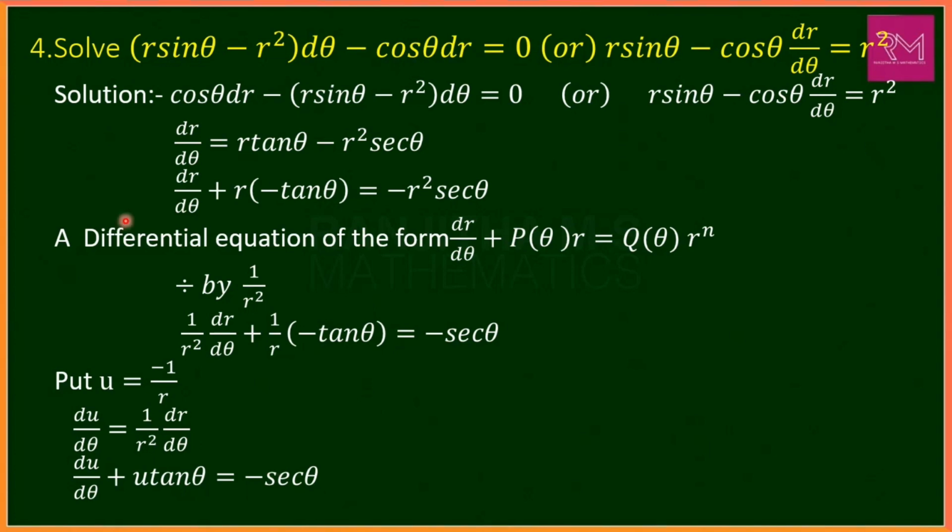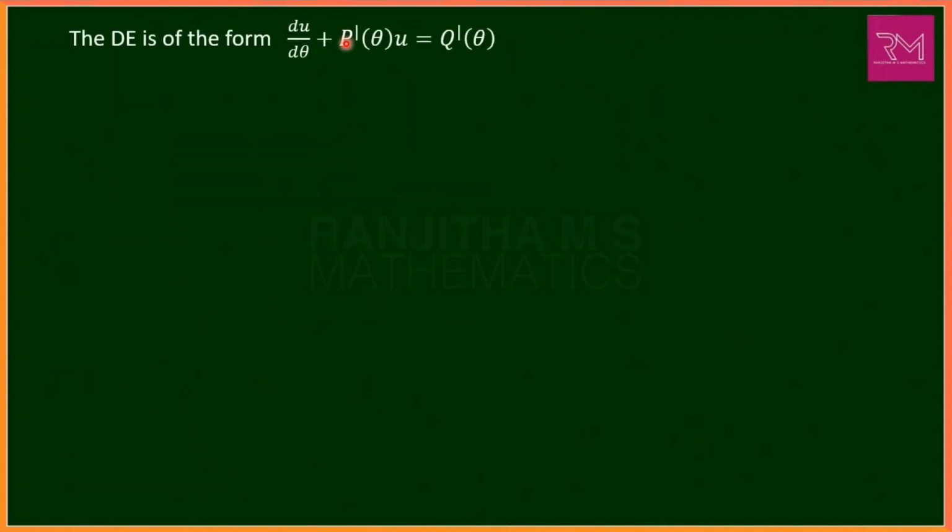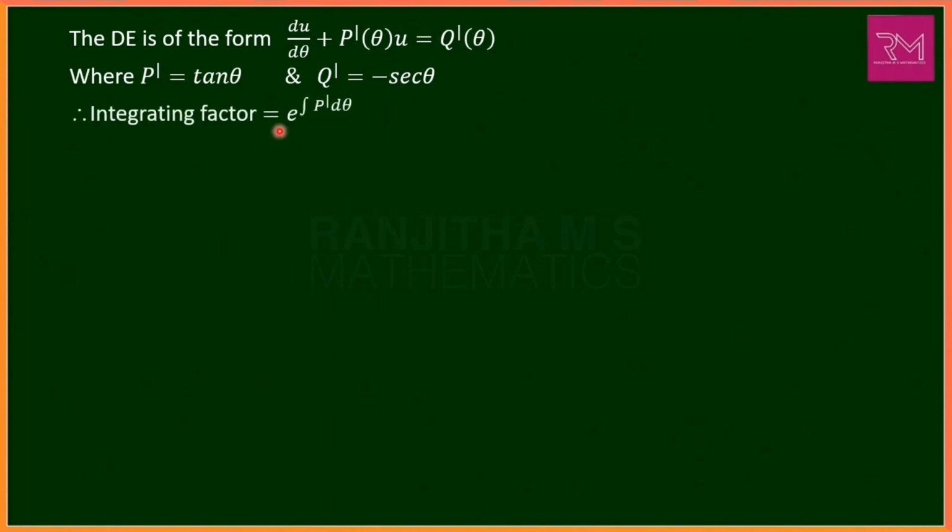So this is a differential equation of the form du by d theta plus p dash of theta into u, which is equal to q dash of theta. This is a linear differential equation in u and theta, where p dash is tan theta and q dash is minus secant theta. Once we obtain the p dash and q dash values, we have to find the integrating factor in theta, that is exponential power of integral of p dash d theta. Substituting the p dash value as tan theta, we get exponential power integral of tan theta d theta. We know that integration of tan theta is log of secant theta, so it is exponential power log of secant theta. Here exponential and log get cancelled, remaining is secant theta. This is our integrating factor value.